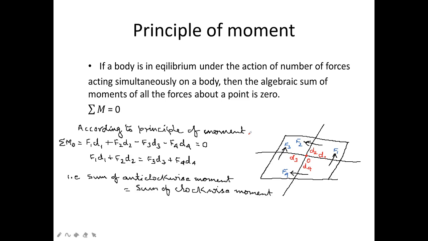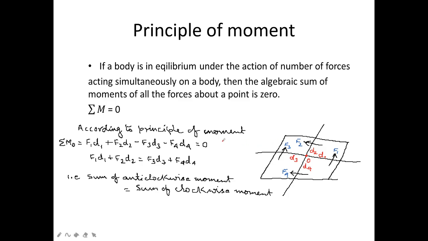Now next is principle of moments. What is principle of moments? Principle of moments says that the algebraic sum of moments of all the forces acting on a body should be equal to 0. The statement: if a body is in equilibrium under the action of a number of forces acting simultaneously on it, then the algebraic sum of moments of all the forces about a point is 0. This is the principle of moments. Mathematically, it is represented as summation of M is equal to 0. Summation means the algebraic sum of all the moments of the forces about a point should be equal to 0.